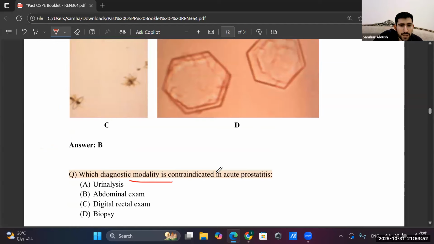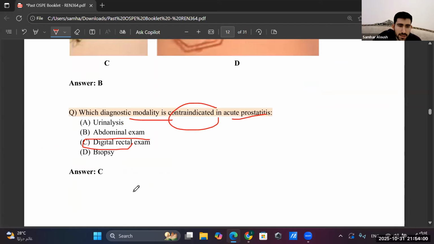Which diagnostic modality is contraindicated in acute prostatitis? We said in acute prostatitis, we can't do DRE because it's very painful for the patient. So it's digital rectal exam.